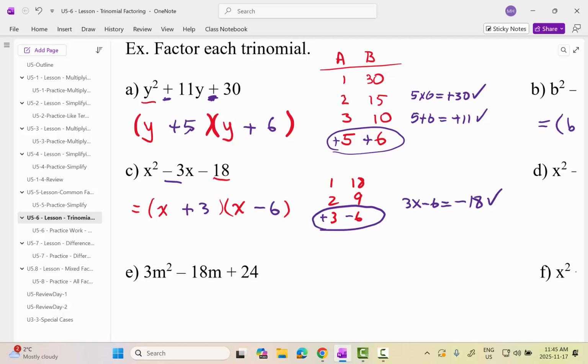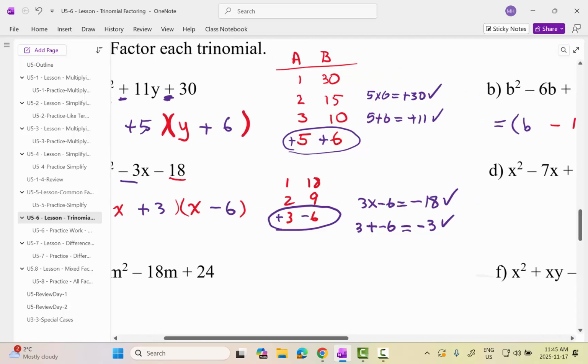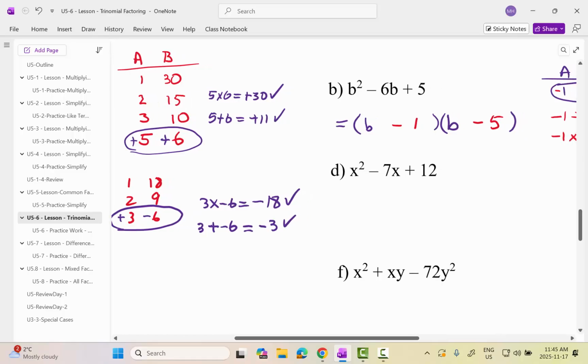And then what do we got here? 3 plus negative 6 gives me what? Negative 3, and that checks out too. Does that make sense? So you do have to find two numbers that multiply to the last number, right? But also has to add up to the middle. And then you have to think about the signs, right? Is it going to be positive or is it going to be negative? So that's what the chart was for. I'll go back to it once we do this last question here.